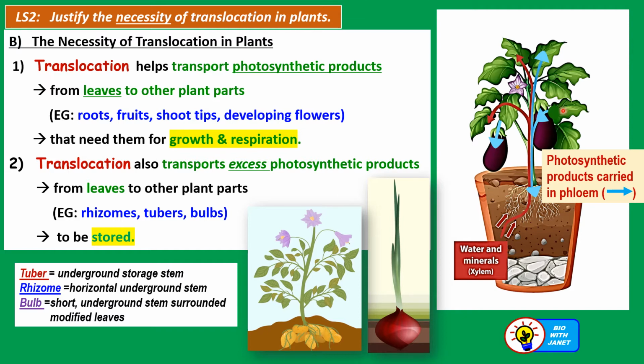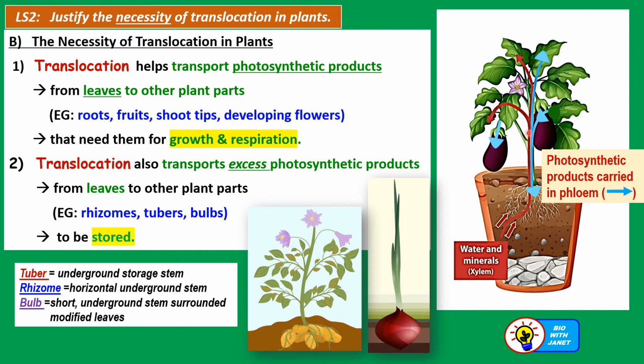So these substances are transported out from the leaves and then to the roots underneath in the soil for growth, to the fruits so that the fruits can grow bigger and bigger, to the shoot tips at the top so that the young leaves can be formed, and to developing flowers so that the flowers can grow, and then if there's fertilization, they will produce the fruits. So all these places or parts of the plant need the photosynthetic products or the organic food substances to carry out cellular respiration and produce energy for cell division and for growth.